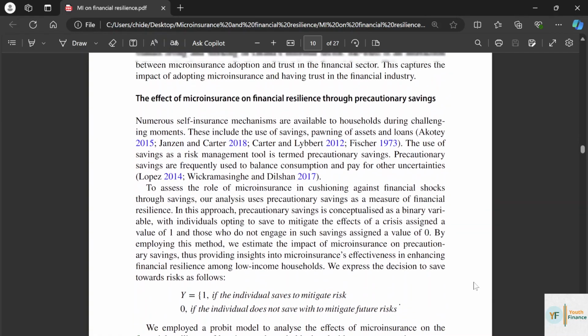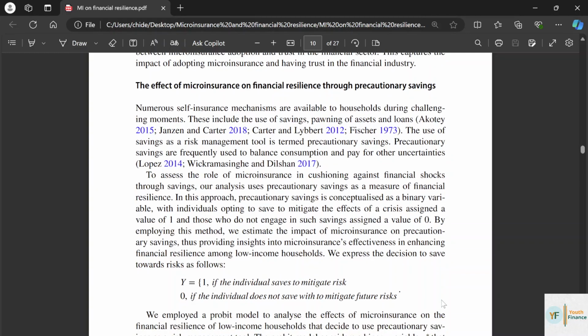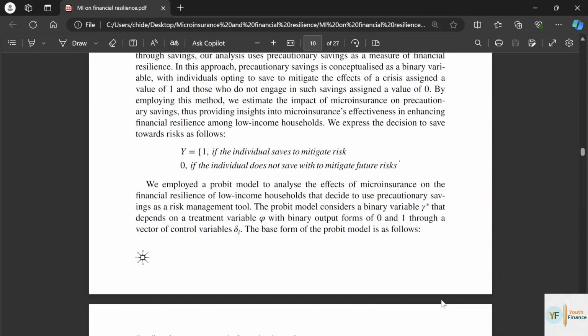So when we move now to checking the effects of microinsurance on the financial resilience through precautionary savings, which is the second proxy, we are here now. So we express the decision to save towards risk as 1 if the individual saves with insurance to mitigate risk, and 0 if the individual does not save with insurance to mitigate risk.